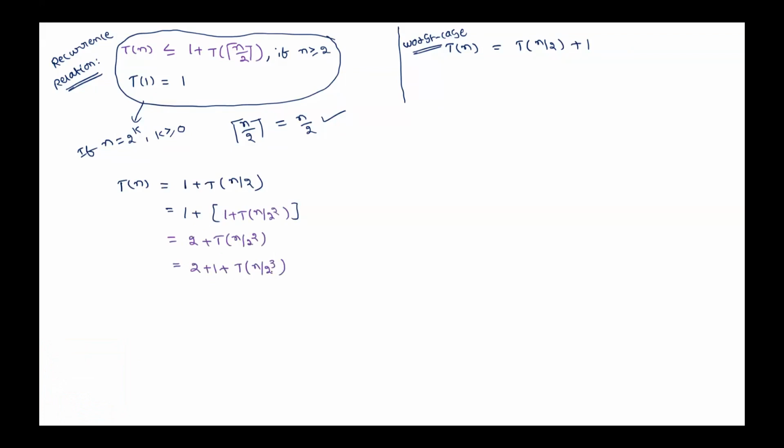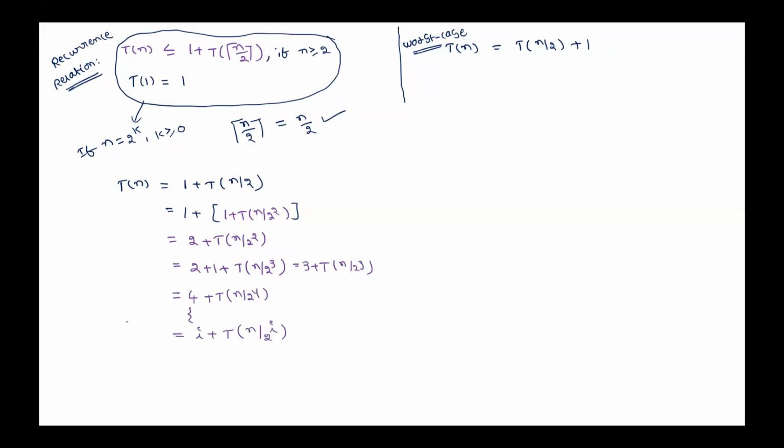So what is T of this? 3 plus T of n by 2 cube, then it becomes 4 plus T of n by 2 power 4. In general, after i steps, it will be i plus T of n by 2 power i.